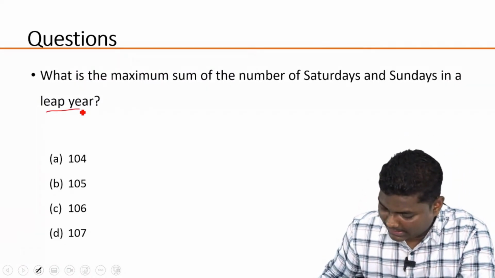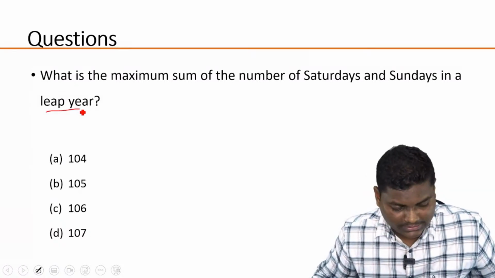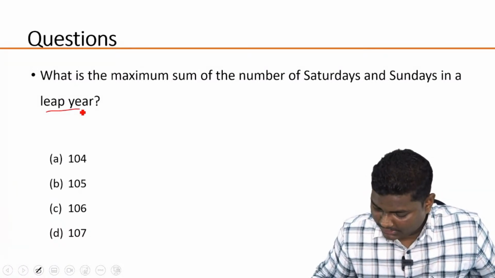Great, Shubhra. Shubhra is saying 106. Jhalak is saying option C, 106. Sanchari is saying 106. Great.